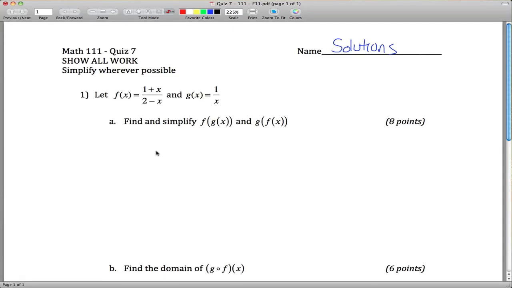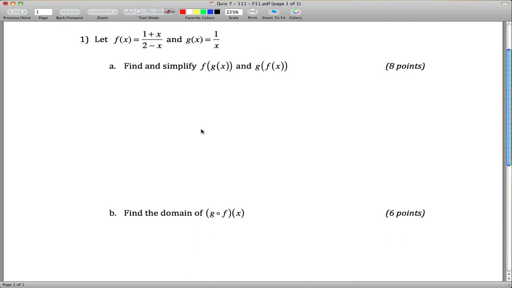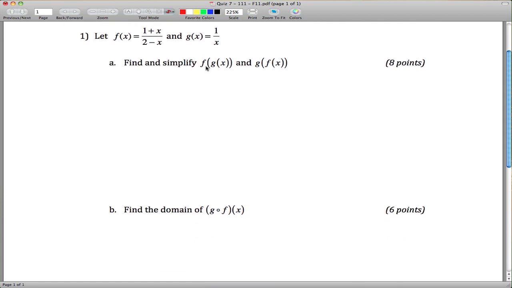Solutions to Quiz 7 for Math 111. We're given a couple of functions, f of x and g of x, and asked to compose them together. First we want to do f of g of x. The way you do that is you replace g of x with what g of x is, 1 over x.